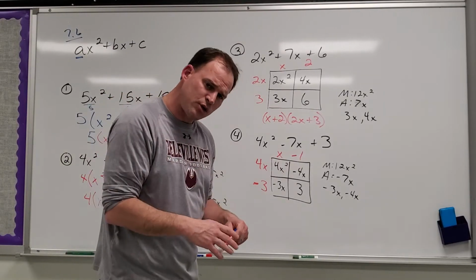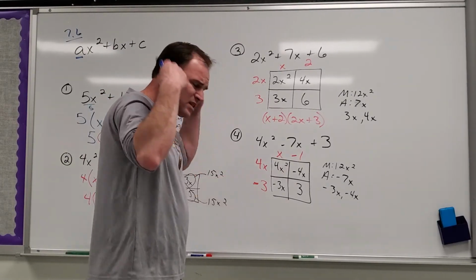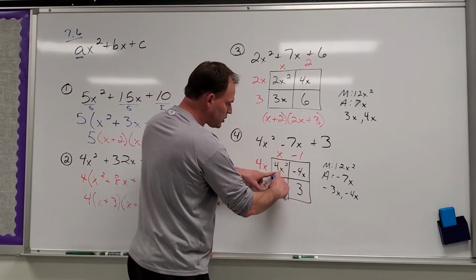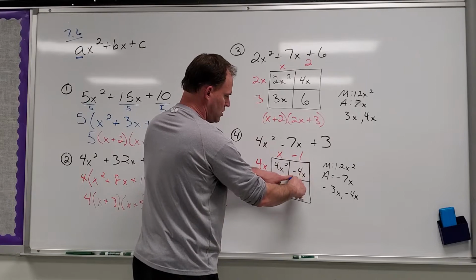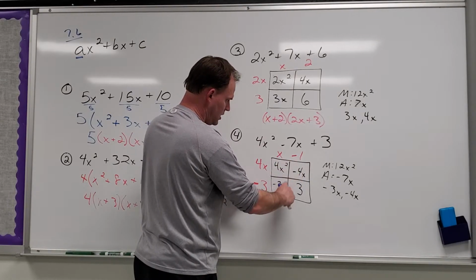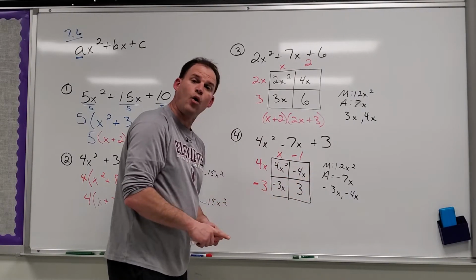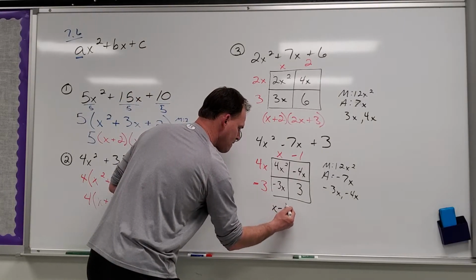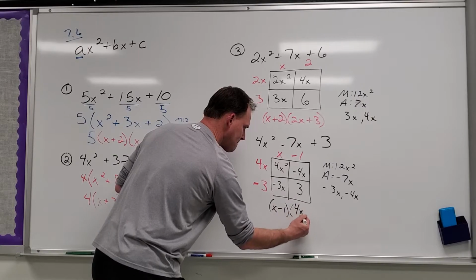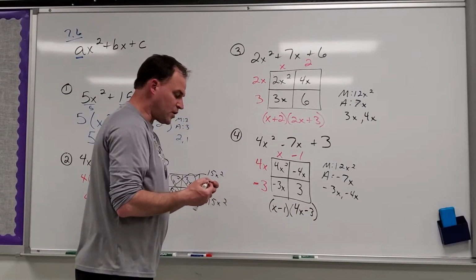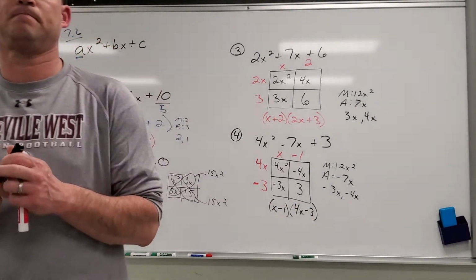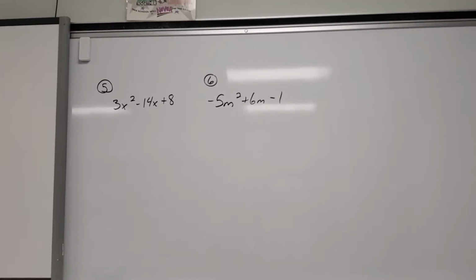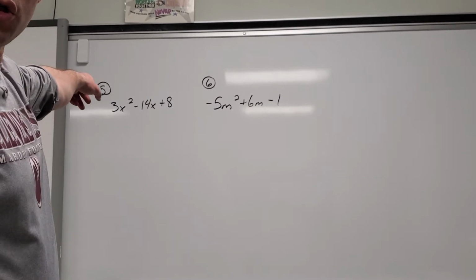Now, once you get this done, and we've talked about this, double check. Don't just assume you did everything right. Do these actually multiply to be this? Yep, yep, yep, they all work. All right, double check. And then you write your binomial as your answer. Do number 5 on your own.